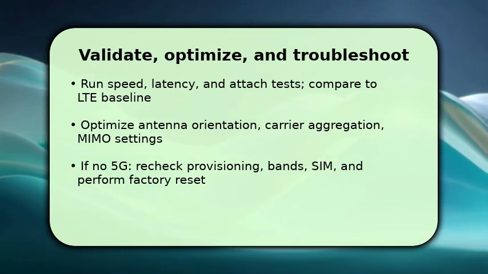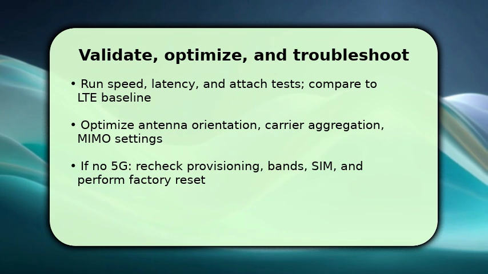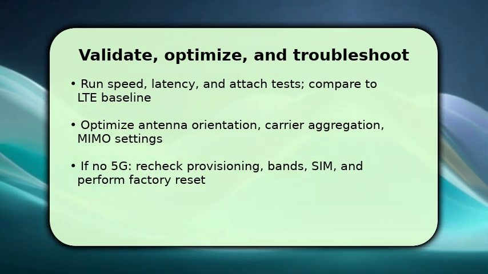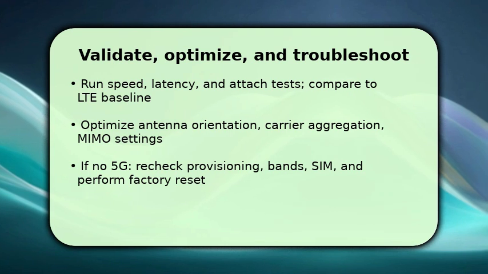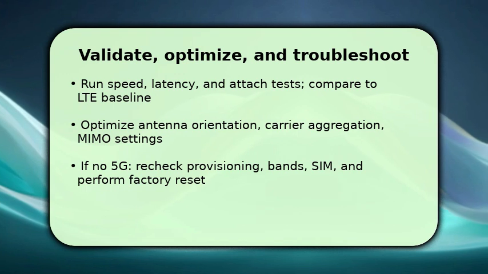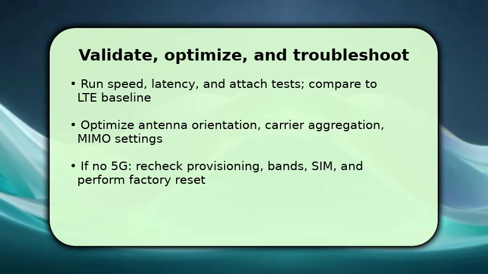If 5G does not appear, recheck carrier provisioning, confirm the SIM supports 5G, verify enabled bands, and as a last resort perform a factory reset, then reapply settings. Troubleshoot with provider logs if problems persist.